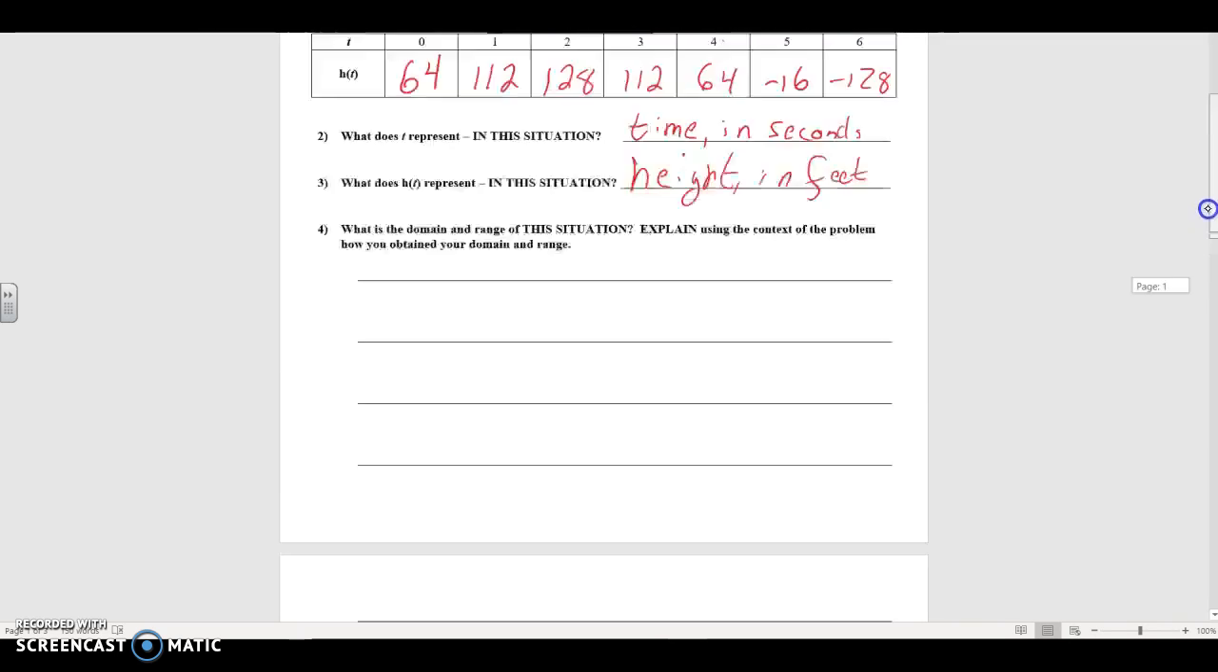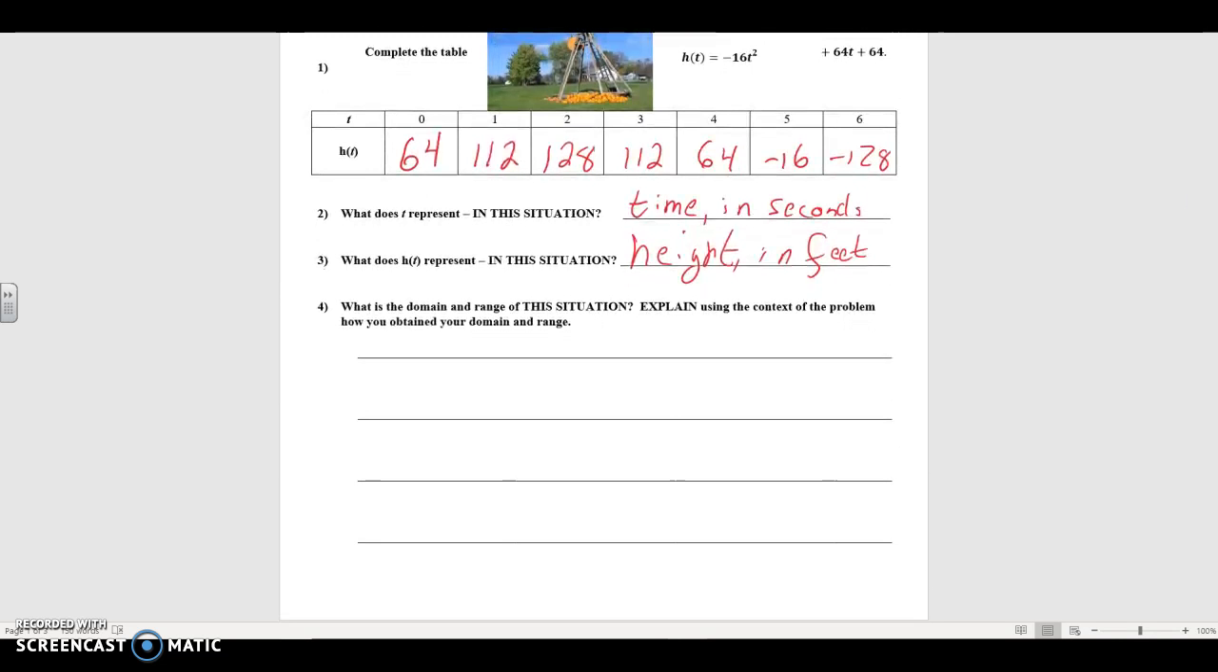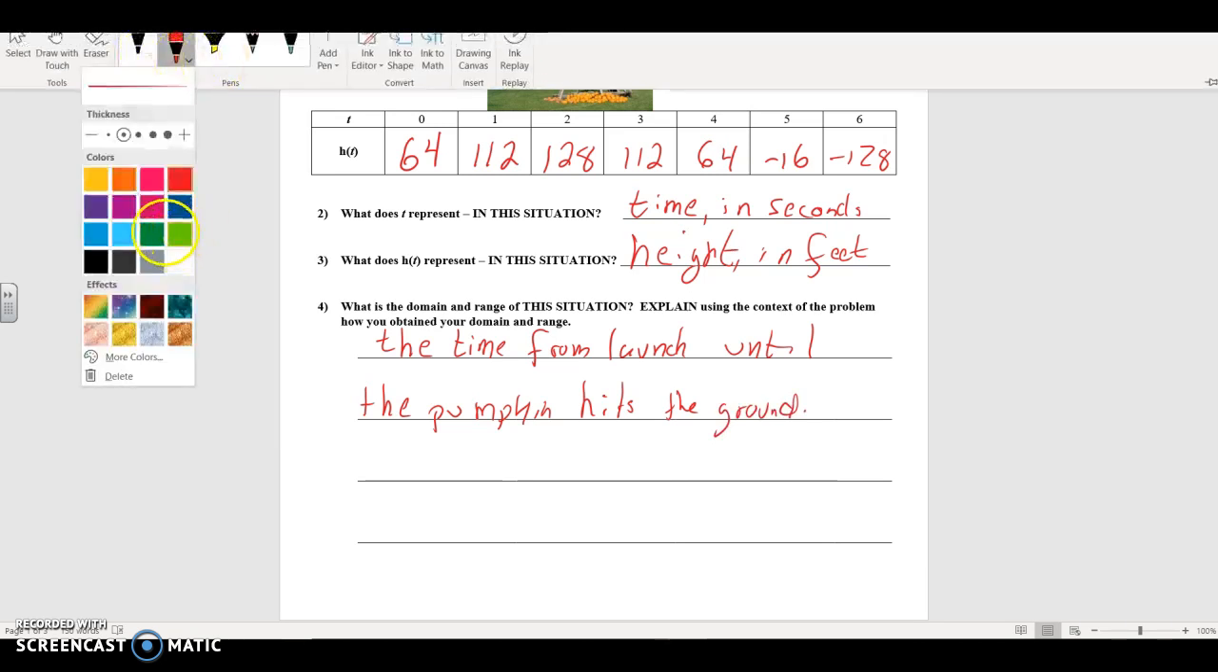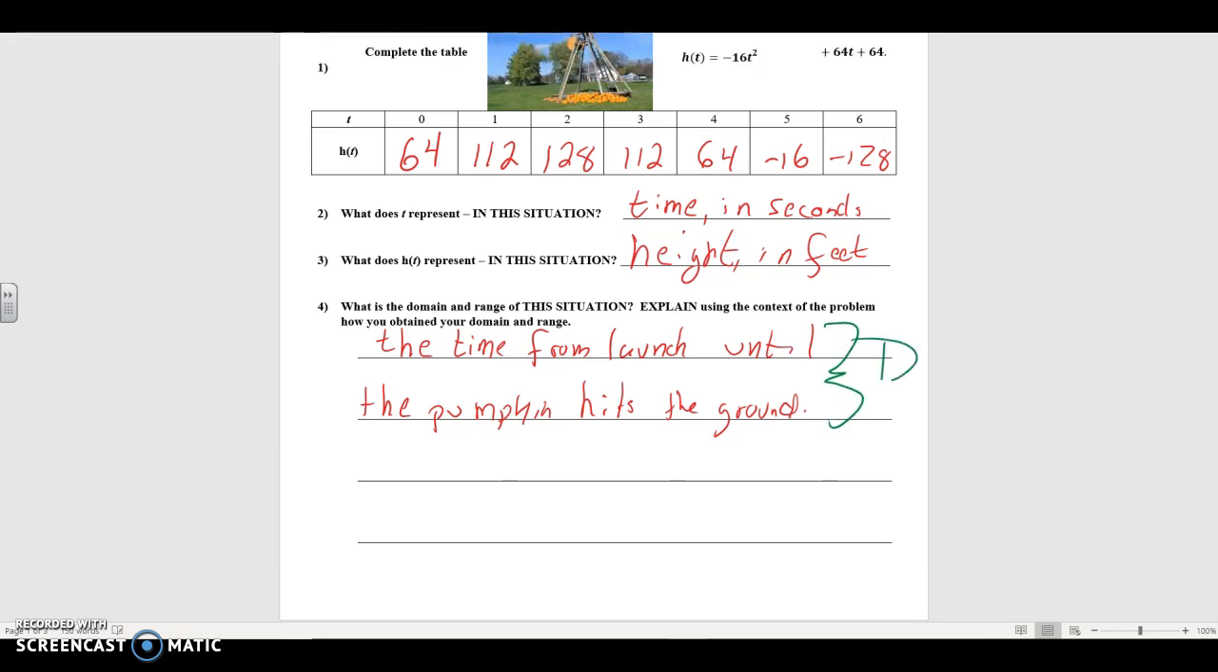So the domain of our situation is all the x values that are relevant in the context of this problem. So the domain is the time from launch, my initial time, until Pumpkin hits the ground. And this is my domain.